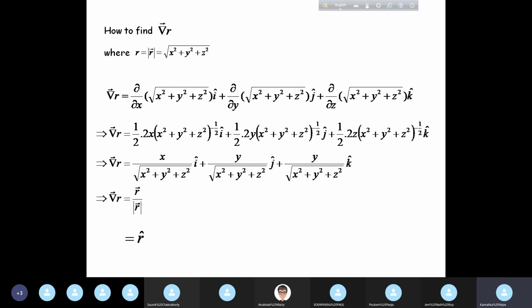So when you take the gradient of the magnitude of the position vector, you get the unit vector in the direction of the position vector. Okay, this is a very important result, and this shows you how you take the gradient of a certain function, in this case r, which is a function of x, y, and z.